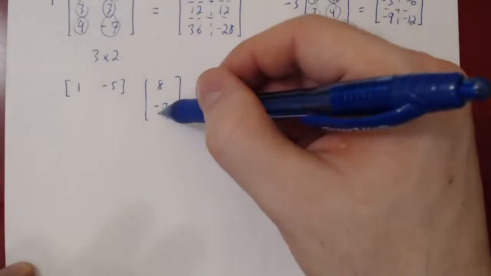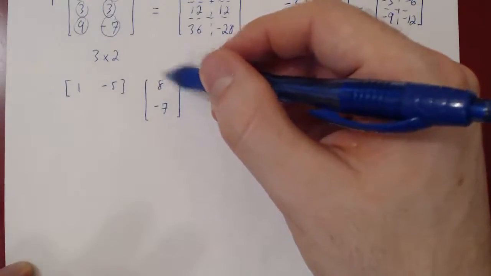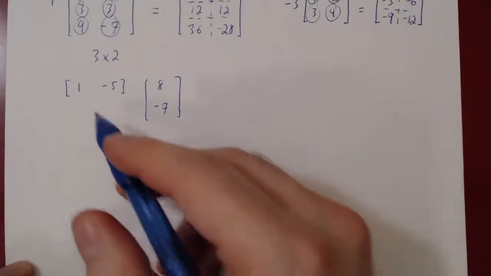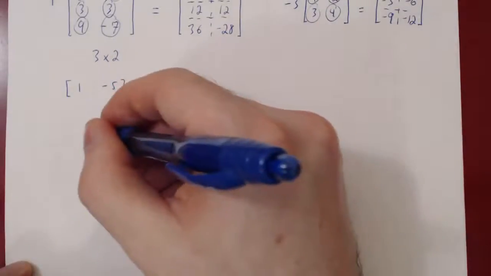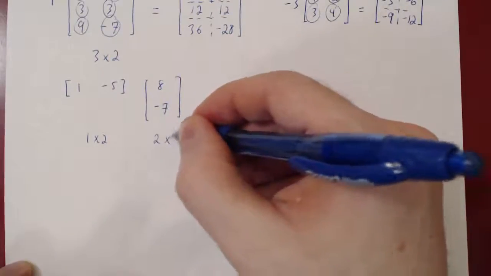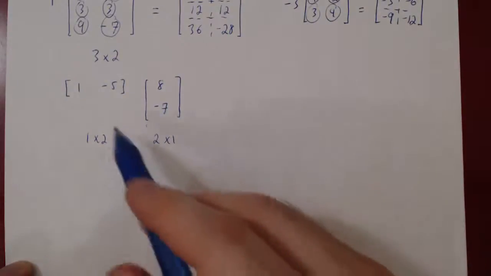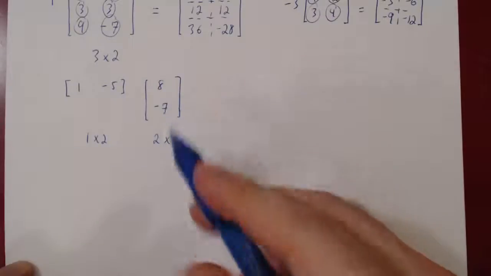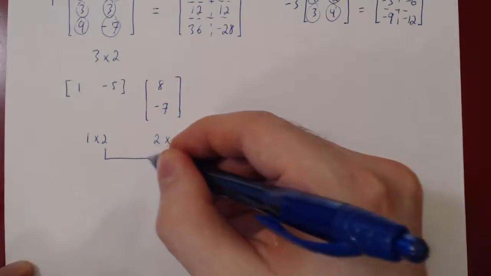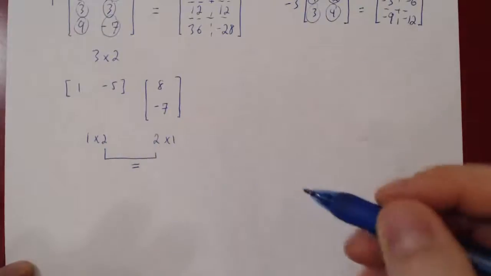This is called a column matrix of length 2, as it is a single column with two entries. Look at the size of these matrices. This is a 1 by 2 matrix. This is a 2 by 1 matrix. And the only way to have a defined multiplication is for the column index of the first matrix to equal the row index of the second matrix.